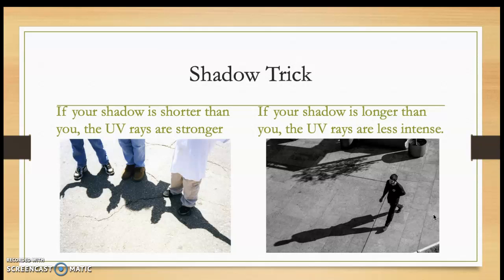Now there's a little shadow trick I'm going to teach you. If your shadow is shorter than you, the UV rays are stronger. So if you see here, these shadows are very short, very close to you. But if your shadow is longer than you, the UV rays are less intense. As seen here, it's very long, definitely longer than him. So always be on the lookout for that, and you'll be able to see how strong the UV rays are.